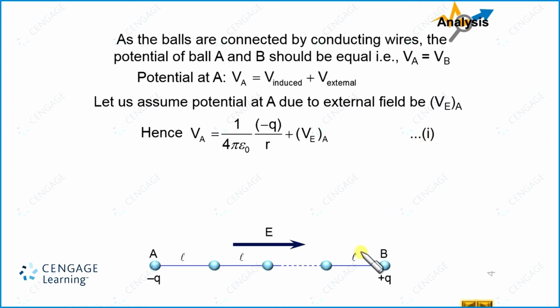Okay. Now consider the potential of point B, because VA equals VB and VA we have calculated. So here VB should also be the potential due to its own charge, which is the induced charge, plus the potential due to the external factor. So let us write the potential at B.